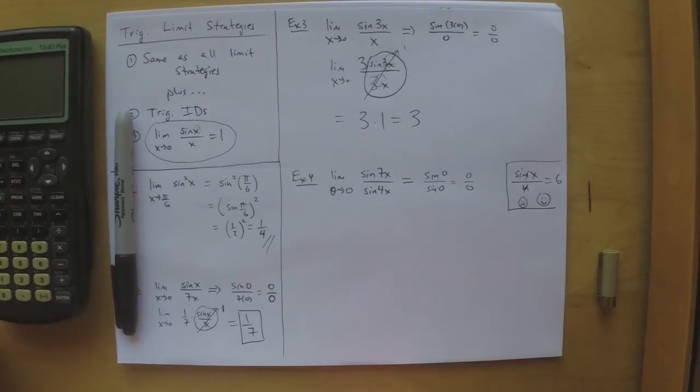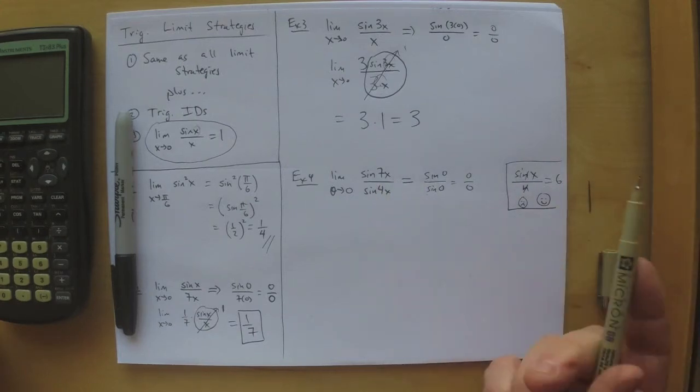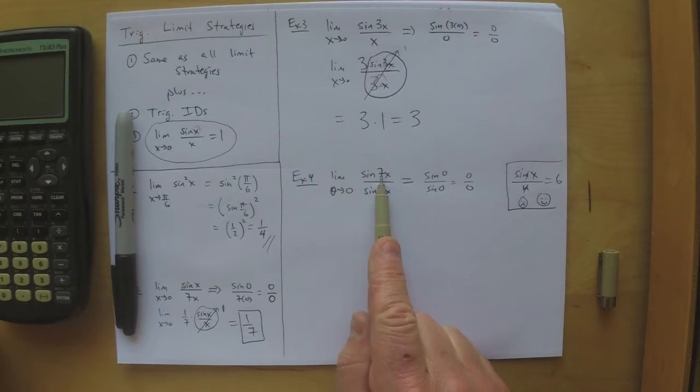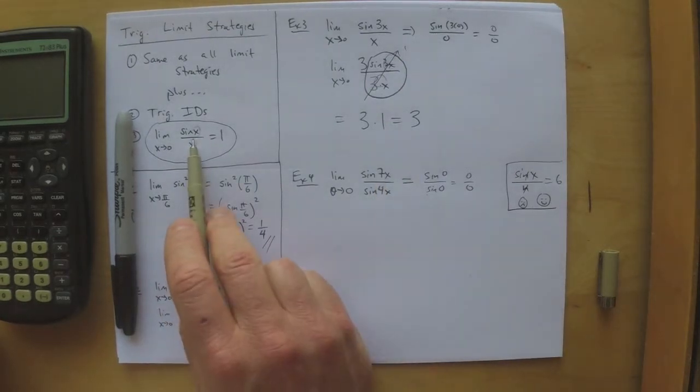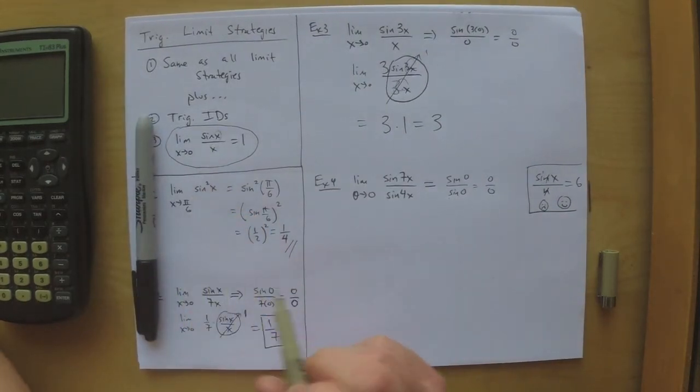Nothing. All I can do is think about identities, other algebra, but I don't see any identities here that scream out anything, because I don't want to work with the sine of 7x or sine of 4x. So what I'm going to do is I'm going to try to pull this guy out. This guy is kind of your key most of the time.